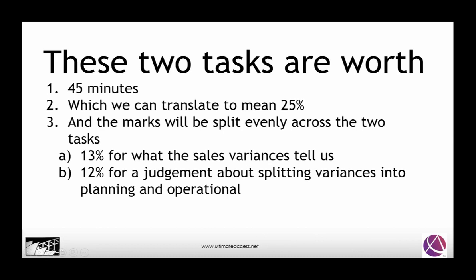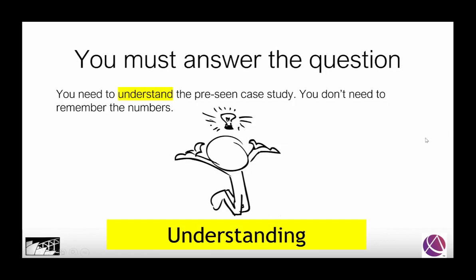We've got 45 minutes in a typical section. It's worth about 25% of the marks. So I would think in this question that we've got 13% on what the sales variances are telling us, and about 12% on a judgment about the splitting of the variances into planning and operational elements. So you must answer the question, but in order to do that, you need to understand what the numbers are telling you.